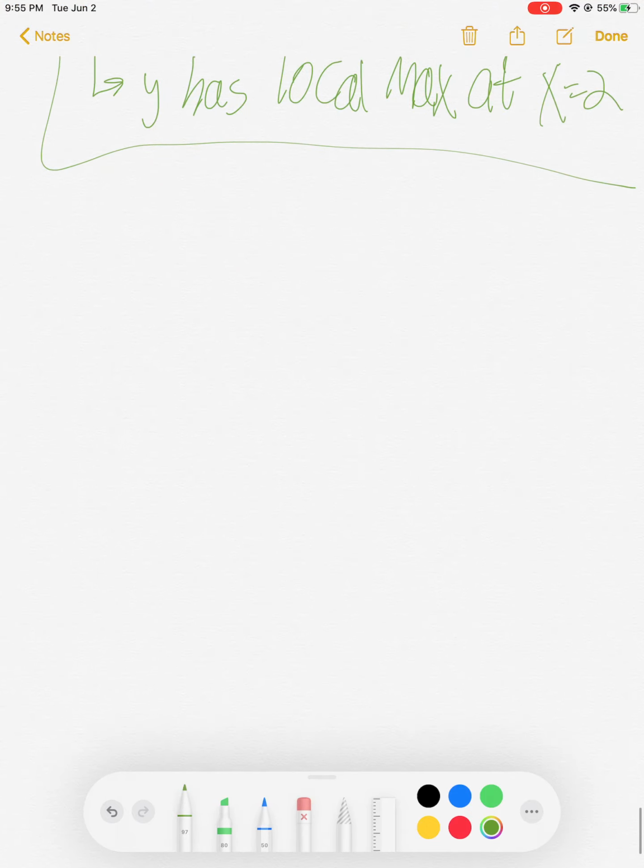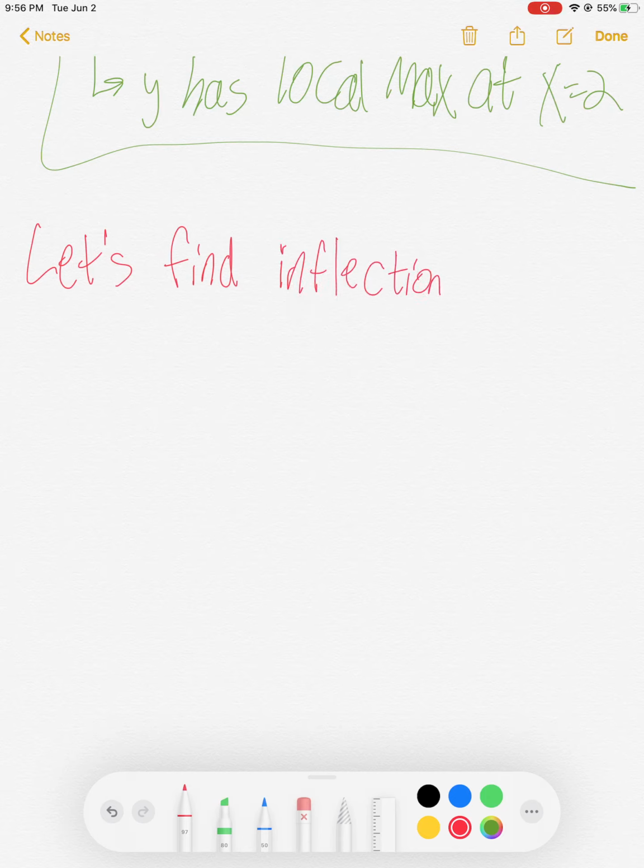Okay, so we found where we have a local max and where we have a local min. We can't know exactly what they are because we don't have the original function, but we can still know that they are maxes and mins. Okay, so the next step, just like we did in the previous problem, is let's now find the inflection points.